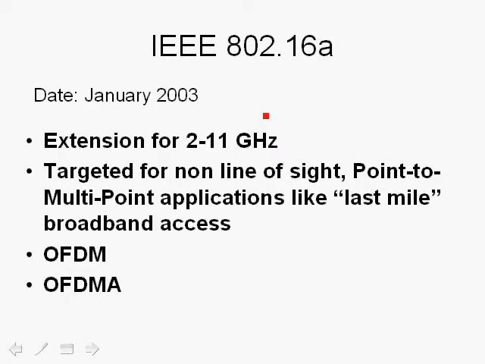IEEE 802.16a was published in January 2003. This was a major development since it extended the spectrum to 2 to 11 gigahertz, which included unlicensed bands. Also, very importantly, it was targeted to non-line of sight point-to-multipoint applications like last-mile broadband access, and it introduced OFDM using 256 point FFT and variable bandwidths, and also it introduced OFDMA, a key technology for multiple access.